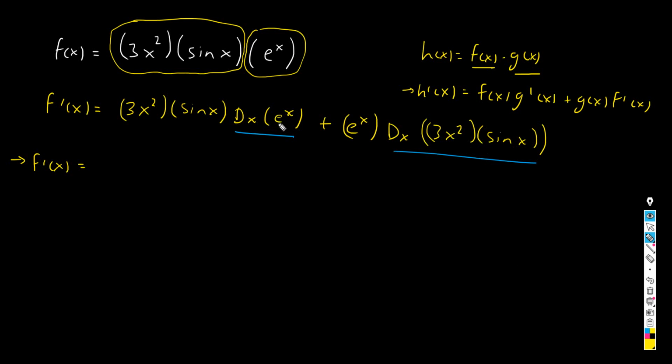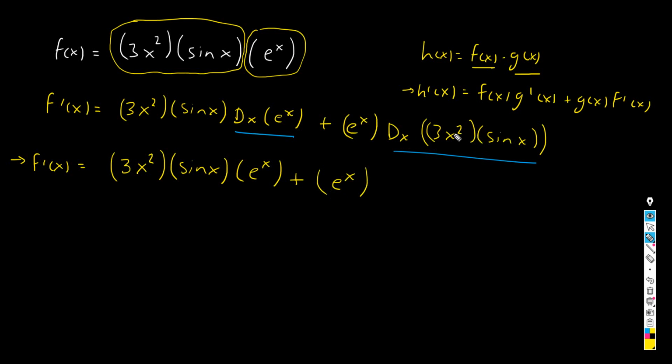The derivative of e to the x is itself. That's the only function for which its derivative is itself. Okay, it's a very curious property about the exponential function. Its derivative is itself. Okay, so we're done with the first part. All of this done. There are no more derivatives to find. Plus e to the x, which is this factor, times the derivative of all of this.